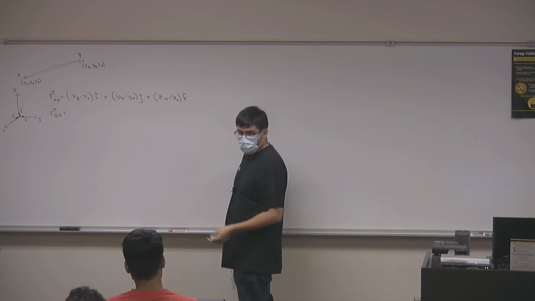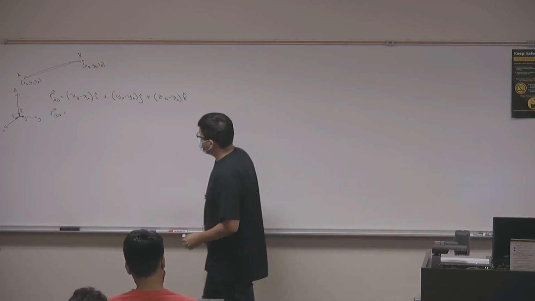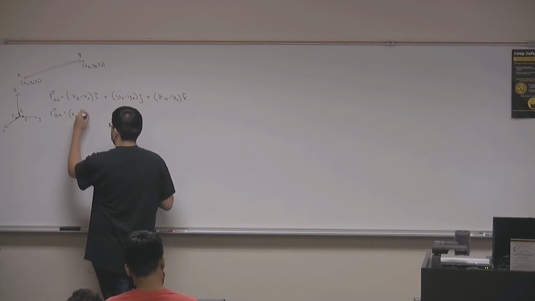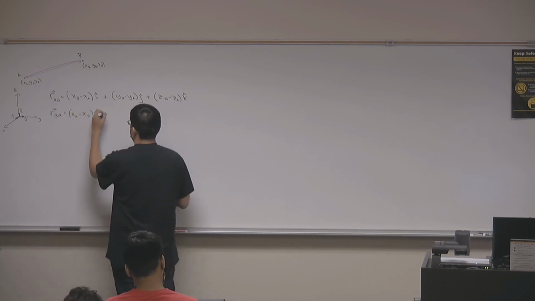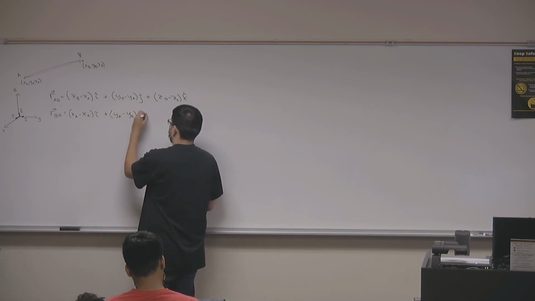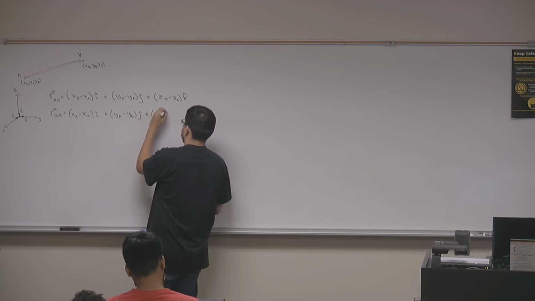Let's go with you. Wouldn't it just flip? So it'd be XA minus XB. Exactly. Good. So XA minus XB, right? YA minus YB. And ZA minus ZB.